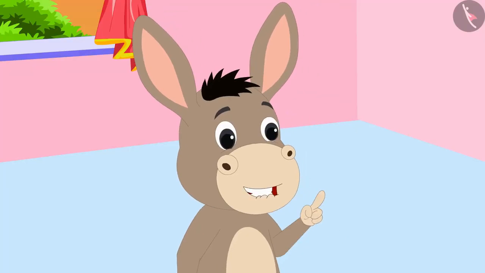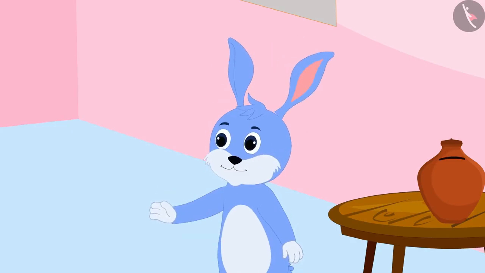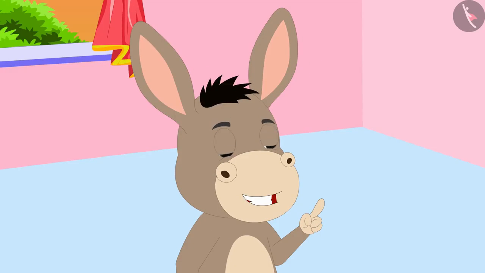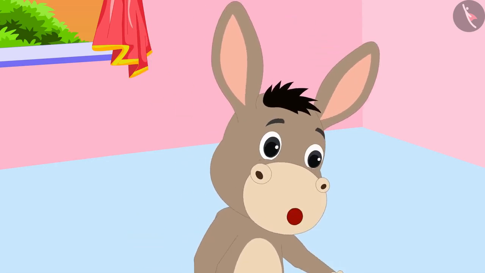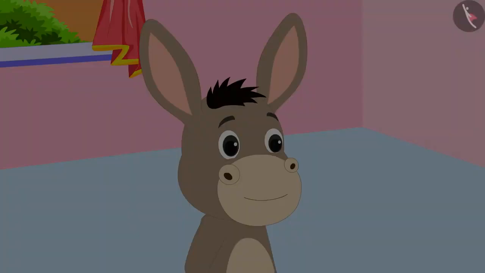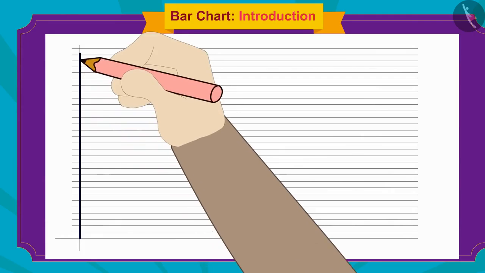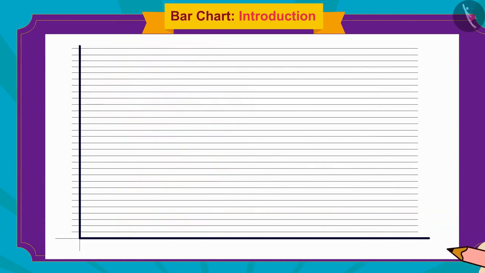You can find it easily by creating a bar chart, Bunny. Bar chart? What is that? Bar charts are a way of displaying information. Let me teach you how to make it. Bhola drew a vertical line and a horizontal line like this on a paper.